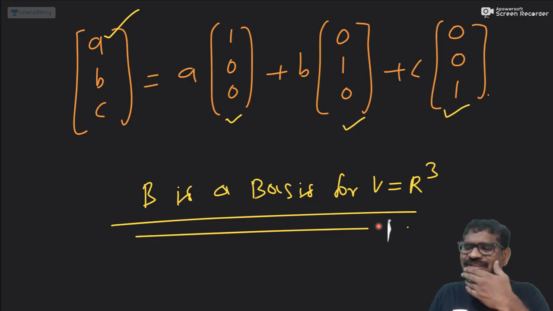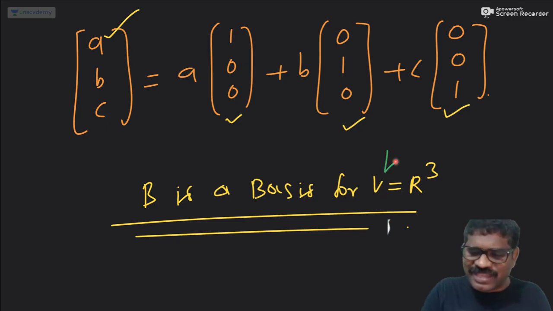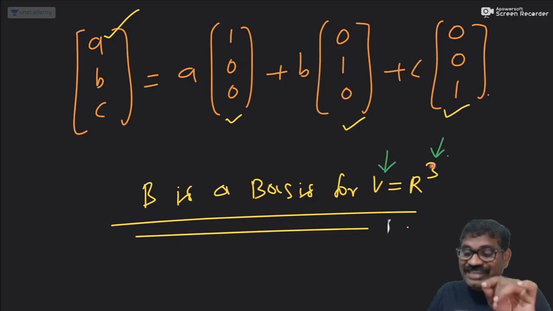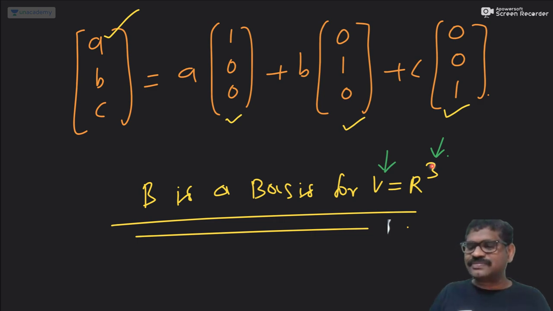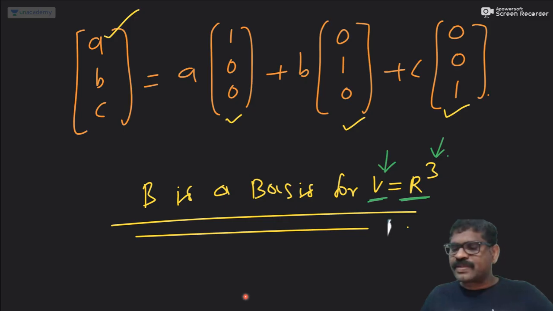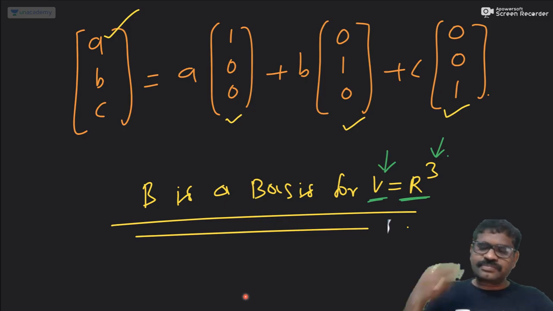Raju, how many times should I say it? V equal to R cube means vector space V equal to R cube. Vector space is a three-dimensional vector space. That is the meaning of that. Actually, I have to write V. I have mentioned R cube for your better understanding. R cube is just a representation.